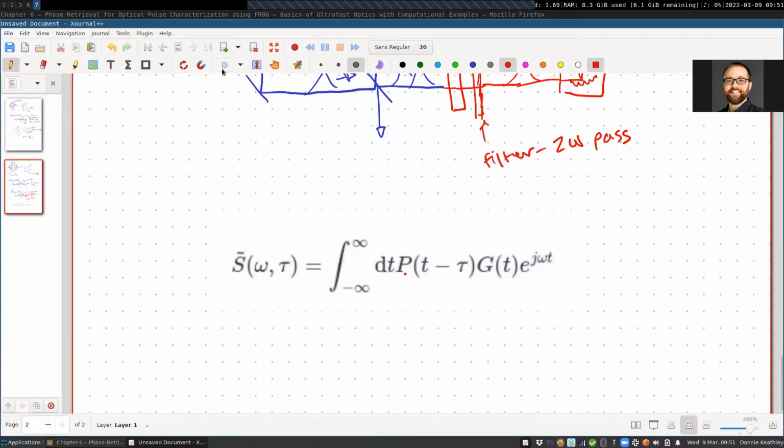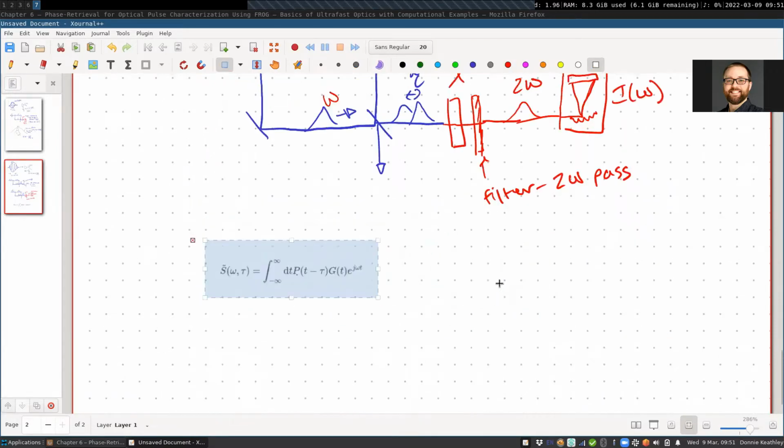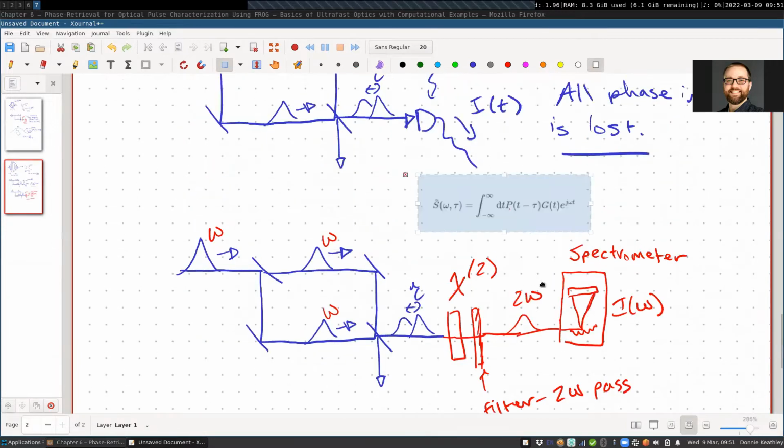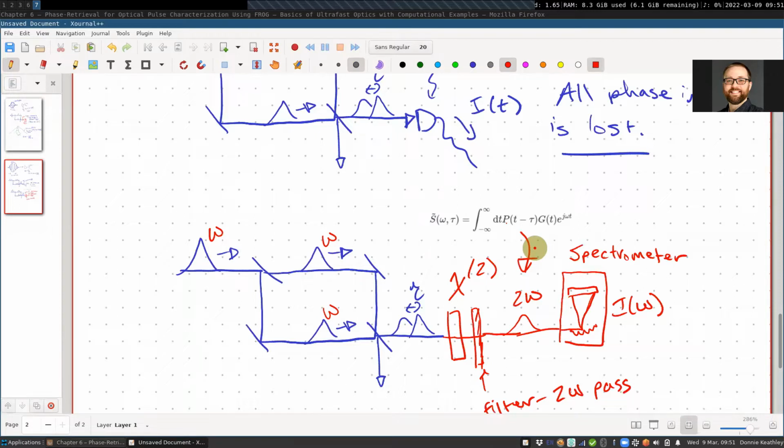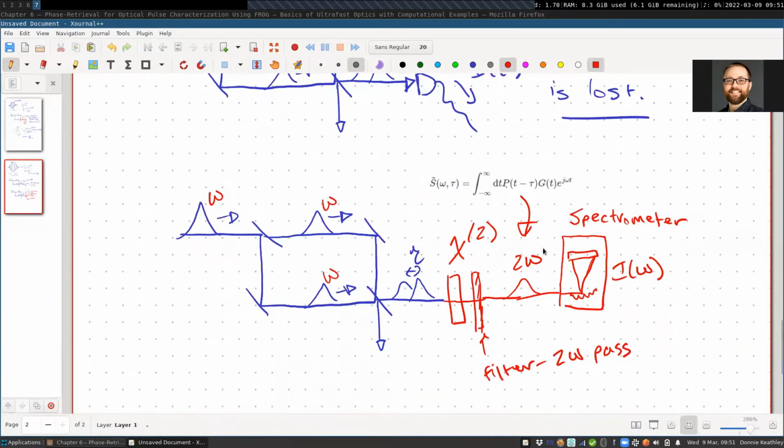So this is the mathematical representation of this 2 omega pulse here. I just wanted to keep the context clear here. In this case, these would be the same pulse, P of P maybe, but in general, it can be two completely different pulses.